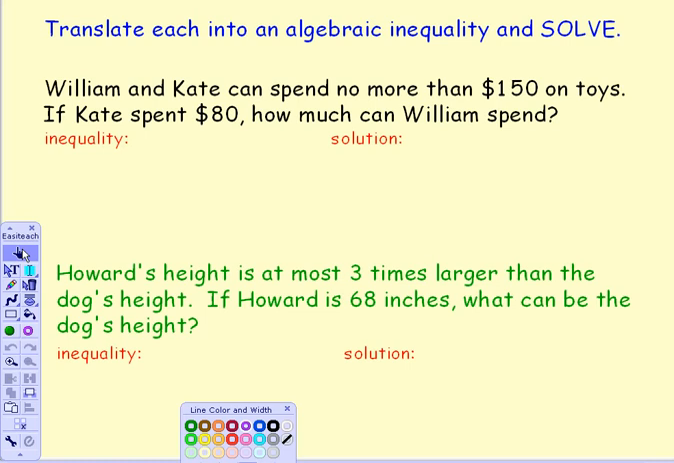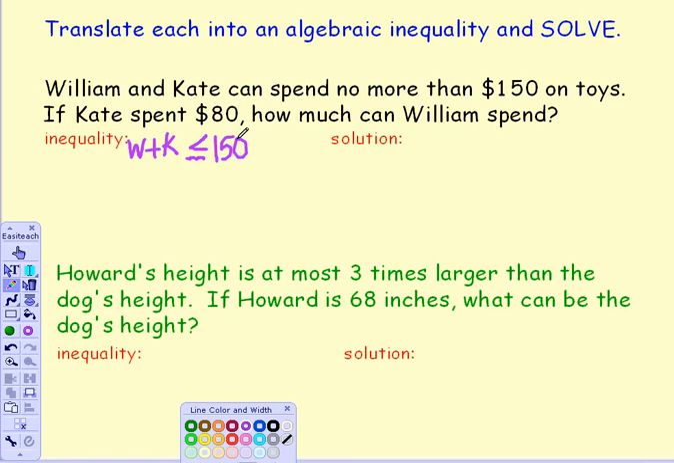So our first one: William and Kate can spend no more than $150 on toys. If Kate spent $80 already, how much can William spend? So we've got a combined total for these two, which means we're adding those two amounts together. We've got our two variables here: William plus Kate, and they can spend no more than $150. So that means the amount they spend has to be less than or equal to $150.